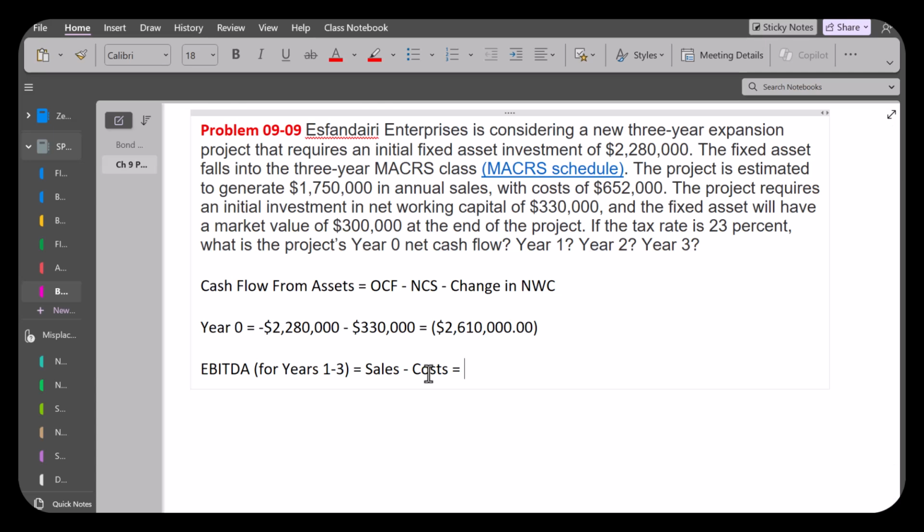And annual sales of 1.750 minus cost of 652. Okay, 1,098,000. The rest we're going to do in a spreadsheet.